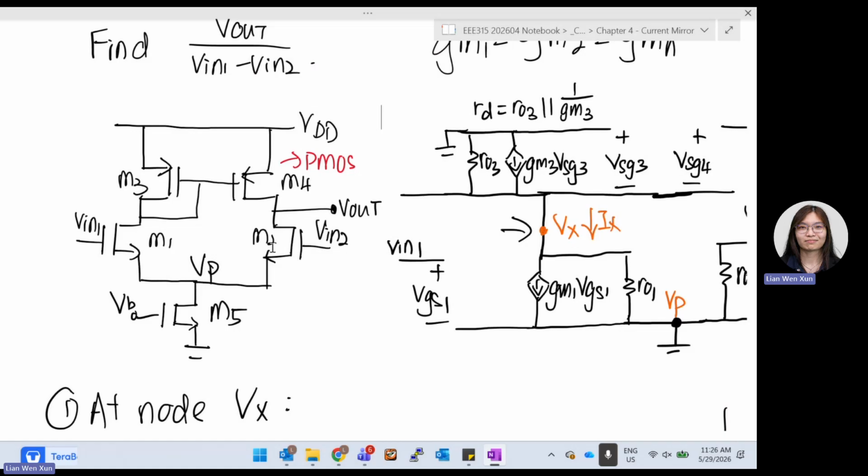This VDD is supposed to be grounded, so your source is basically grounded. Over here, we can just draw it as grounded. And then we know we will need a source, called gm3 VSG3, because it's a PMOS, so we use VSG.